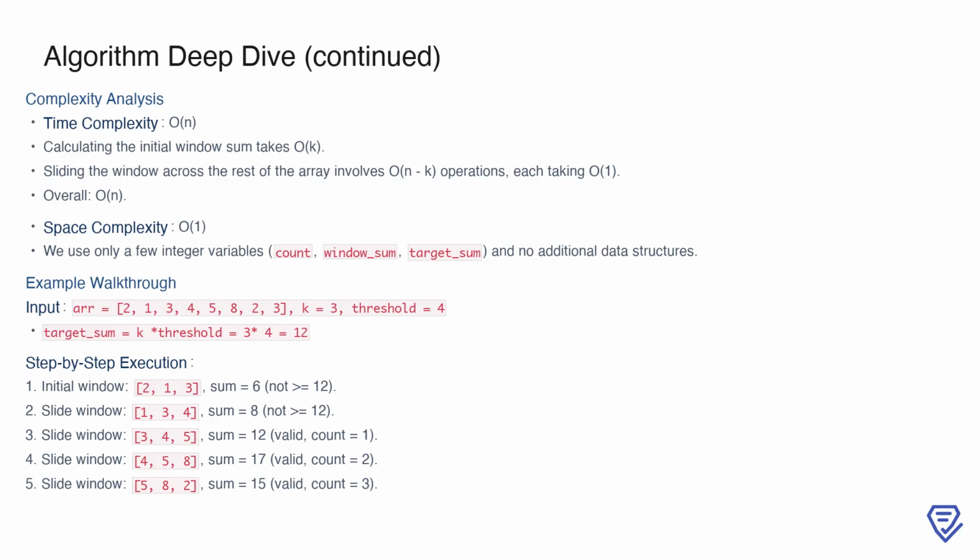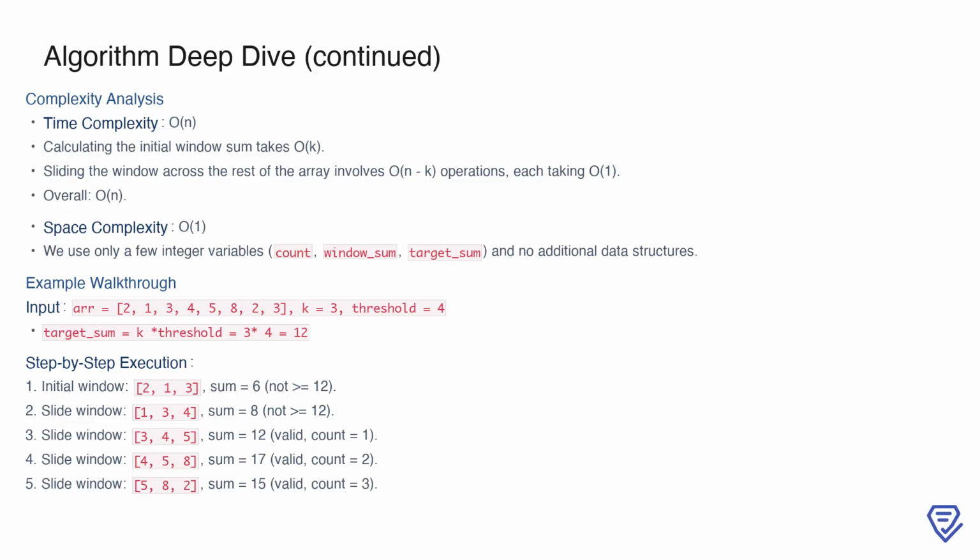Analyzing the algorithm, the time complexity is O(n). Computing the initial window sum requires O(k) operations, and sliding the window across the rest of the array involves O(n-k) steps, each of which takes constant time. Combined, this results in a linear time complexity. The space complexity is O(1), because we use only a few integer variables and no additional data structures.